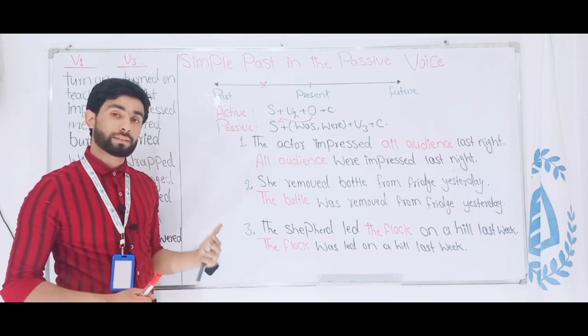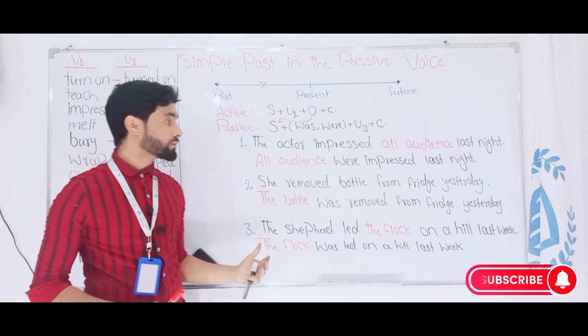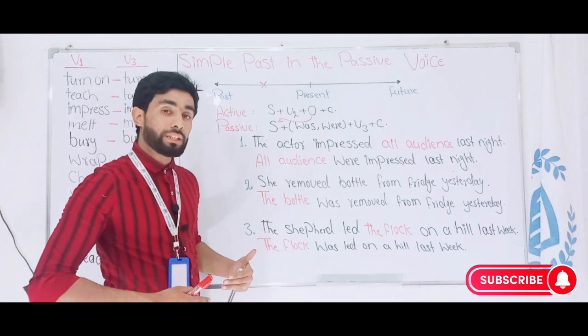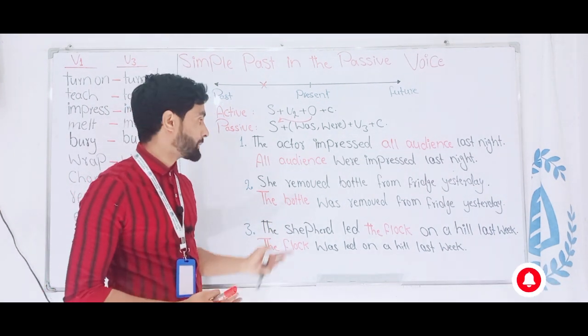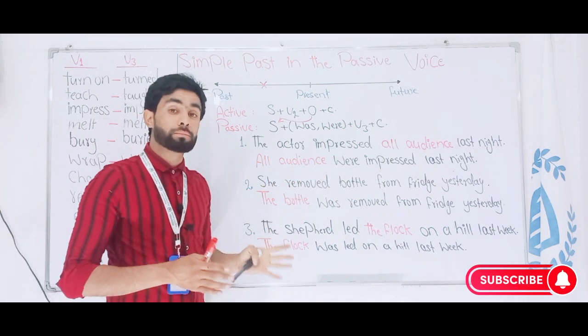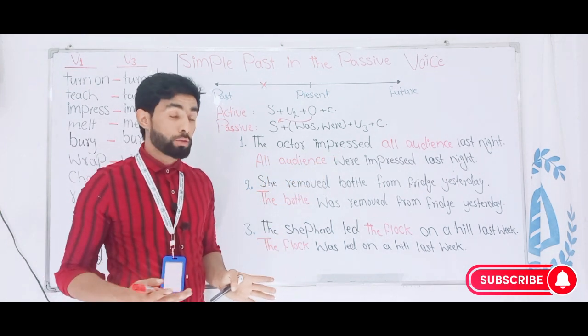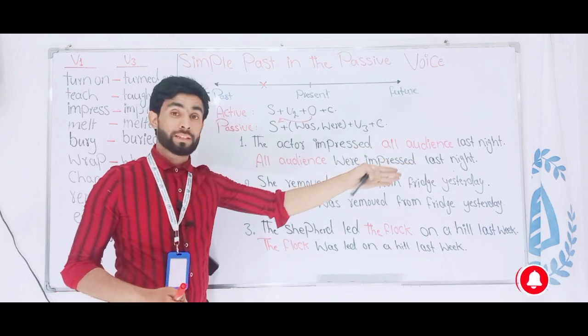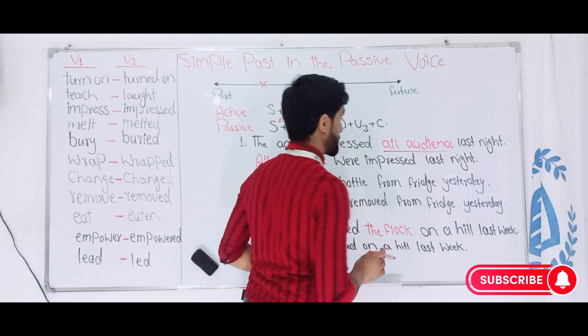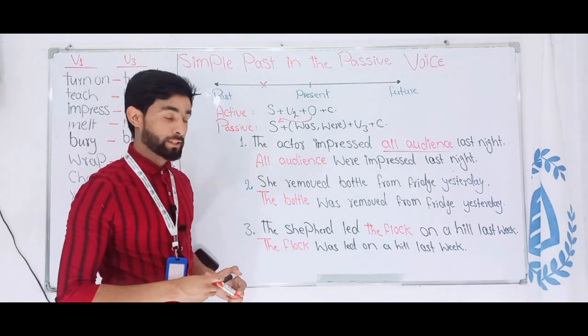The first sentence says, the actor impressed all audience last night. So we need to understand the subject here. What is the subject? The actor. What is the verb? Impressed. And the most important, which one is the object? All audience, this is the object. All audience is the object of our sentence. Last night is the time expression.